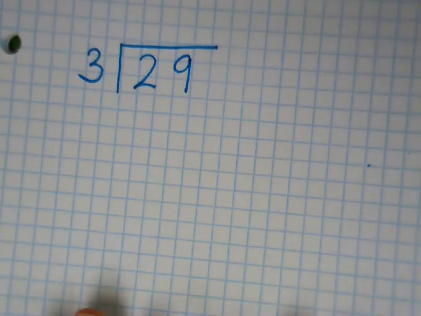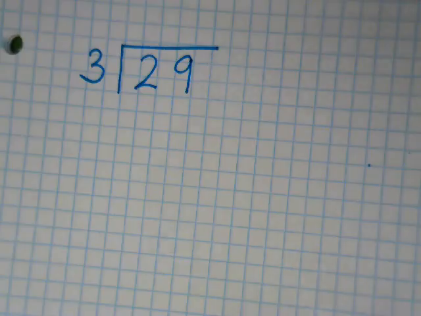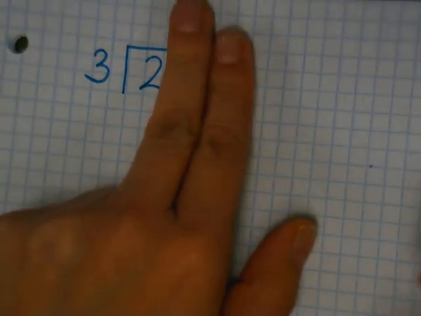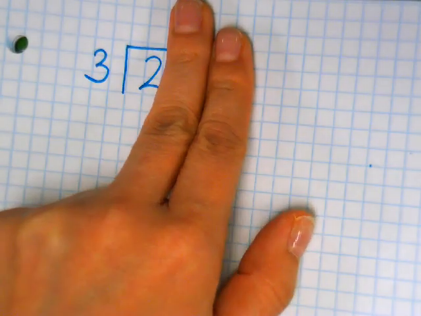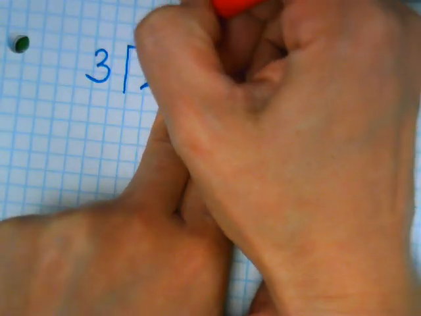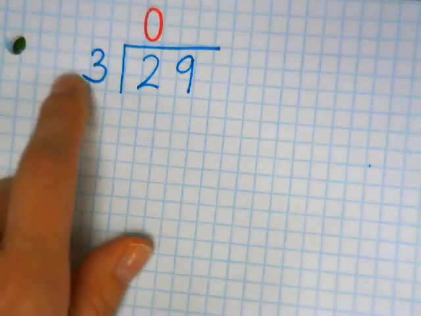You're only going to improve on your division skills if you try it with me. You're not just writing and copying, but you're trying. So you take the first number, right? Does 3 go into 2? No. So what do I do? I can add a 0 here to tell you that it doesn't go into it. Now I'm going to move my finger over. How many times does 3 go into 29?